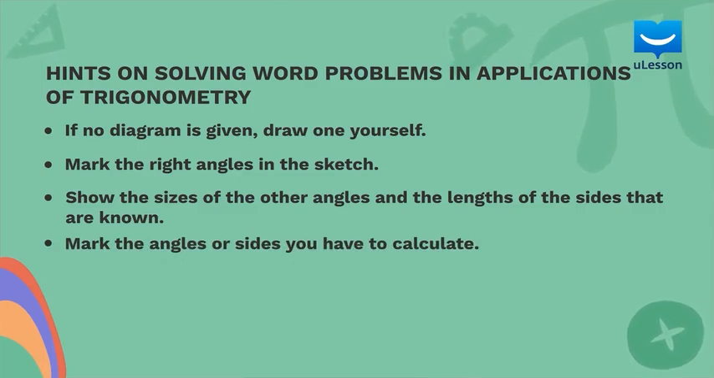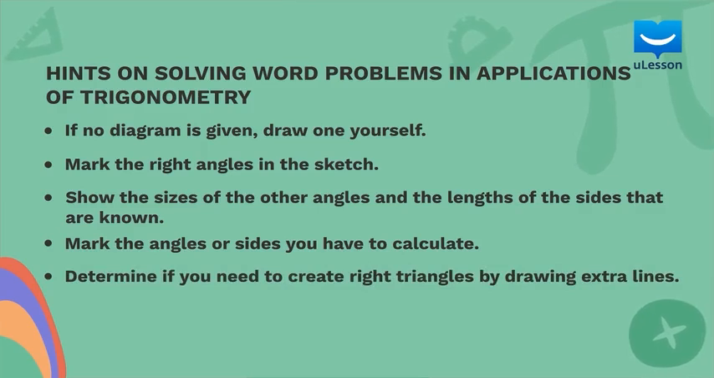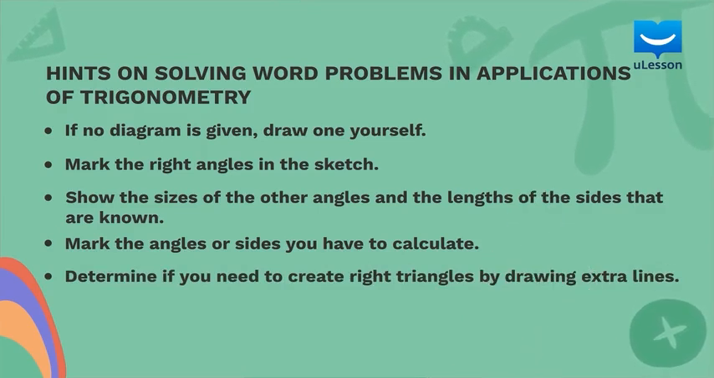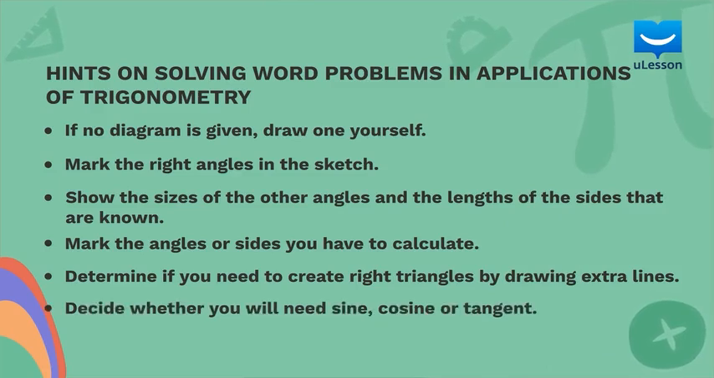Look critically at the information you have in your sketch and determine if you need to create right triangles by drawing extra lines. For example, by dividing an isosceles triangle into 2 congruent right-angled triangles. Finally, decide whether you will need the sine, cosine, or tangent function. Then, solve any equations you have. So that is how you handle word problems or applications of trigonometry.